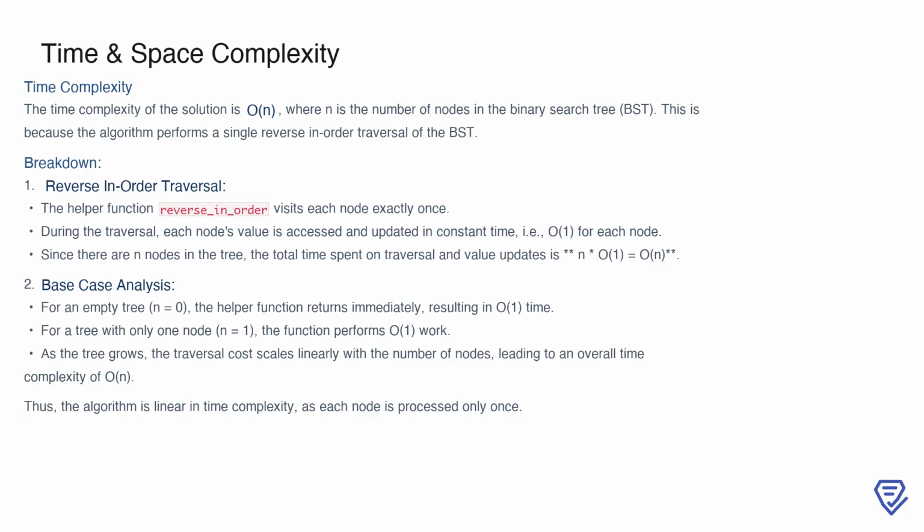Now, if we consider edge cases, such as an empty tree, the function terminates immediately, taking O(1) time. For a tree with only one node, the function performs a single operation, still O(1). As the tree grows, the traversal cost scales linearly with the number of nodes, confirming that the overall time complexity remains O(n). This linear efficiency ensures that our approach processes each node only once, making it highly effective for larger trees.